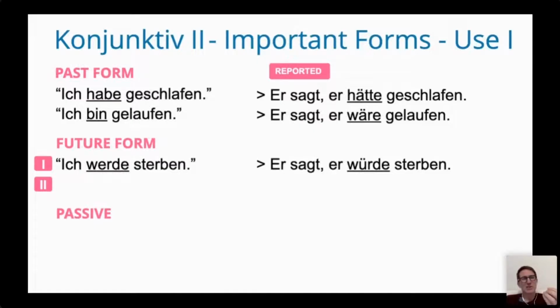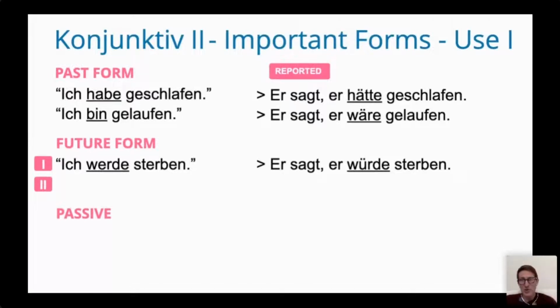So most of the time, werden is used to create something new. It's an auxiliary. It's a helper. So with sterben, it creates the future form, the infinitive of sterben. I will die. Yeah. But werden doesn't mean will. It's just how the English say that.